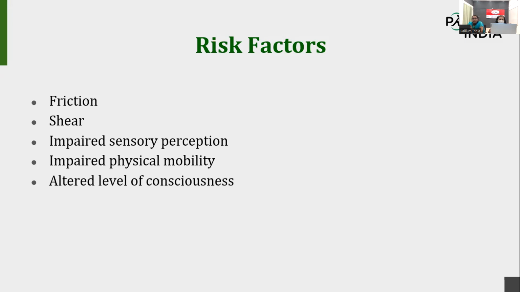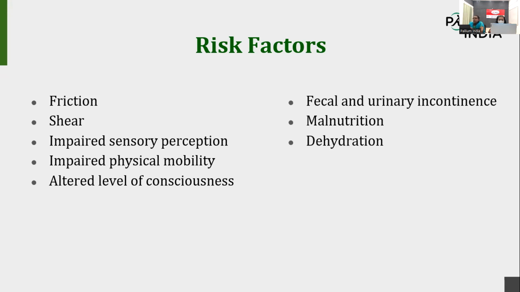And altered level of consciousness: semi-conscious and unconscious patients can develop pressure ulcer, but they are not able to tell the caregivers because they are semi-comatose or unconscious. And fecal and urinary incontinence. For paraplegic patients also, if they have a spinal cord injury, urinary and fecal incontinence will be there. Here also, there is continuous moisture.